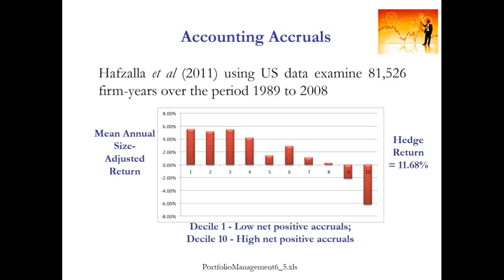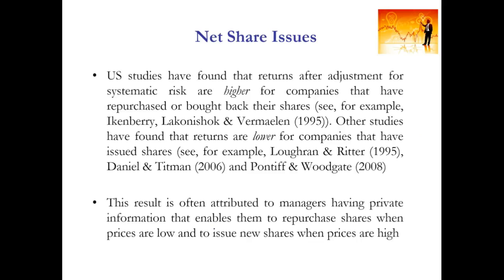Consistent with this, research has shown that if you form portfolios based on the accrual balance at the end of the financial year and hold those portfolios for another year, we see from 1 through to 10, 1 are firms with low accrual balances and 10 are firms with high net accruals. And we can see those firms that have low net accruals earn high positive abnormal returns, and those with high net accruals earn negative abnormal returns. So there appears to be evidence of a relationship between accounting accruals and subsequent returns.